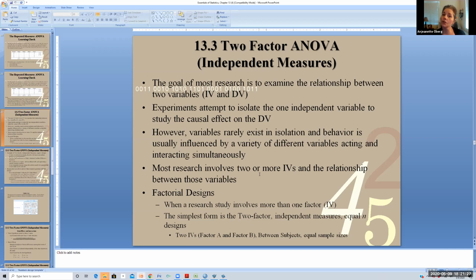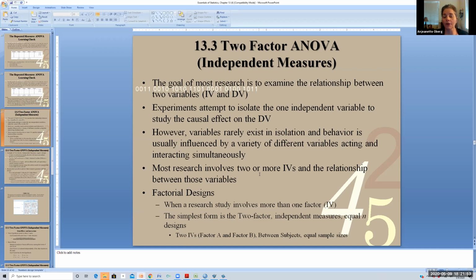But if there are two independent variables being examined, then we need to use a two-way ANOVA or a two-factor ANOVA. The simplest two-factor ANOVA is an independent measures. And so we are going to focus on the simplest factorial design, which is a two-way independent measures ANOVA, where there are different people in each group.